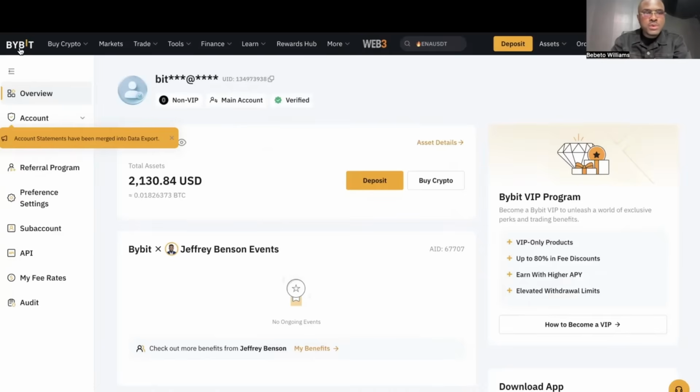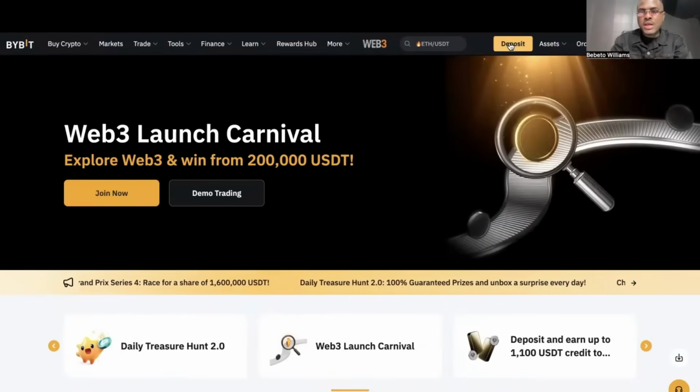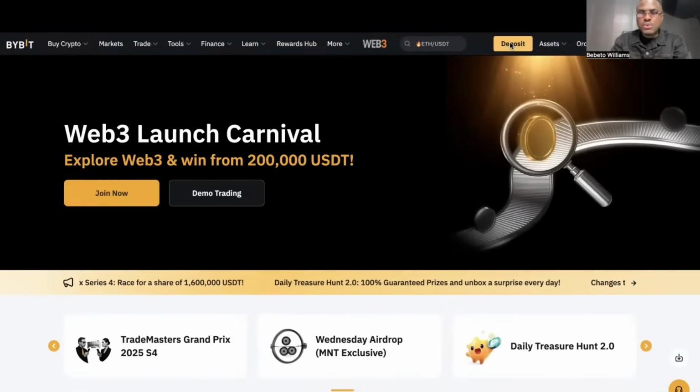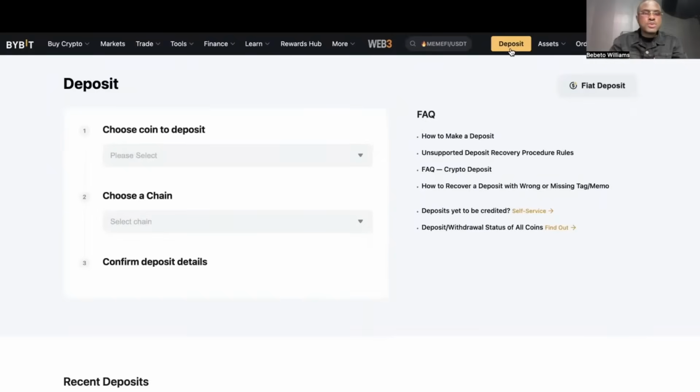Once you have done that, you go back to the BYBIT platform. There are so many ways you can deposit on your account. You come to this particular area here and click on deposit. So we have deposit by crypto, deposit with Naira, or P2P deposit.